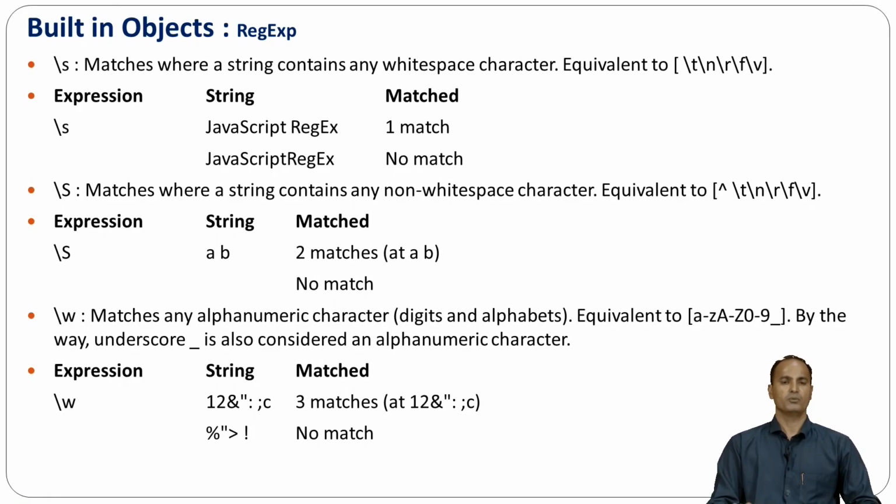Backslash small w matches any alphanumeric characters, digits and alphabets, equivalent to a to z, capital A to Z, 0 to 9 and underscore. By the way, underscore is also considered an alphanumeric character. So in the example, backslash small w has 3 matches in the string A, 1, 2, ampersand, double quote, colon, semicolon and C. It is having 3 matches, digits and alphabets and underscore. In the second string there are no digits and alphabets, so there is no match.